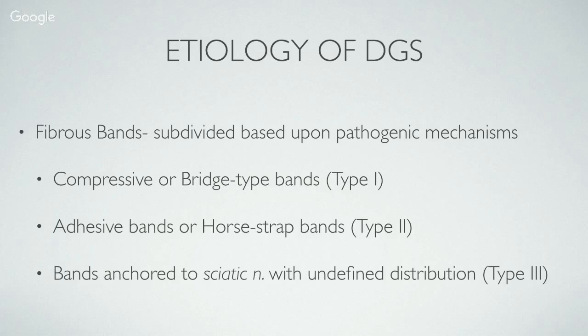Type 2 bands bind more strongly to the sciatic nerve itself. They anchor the nerve in a single direction, hence the name the horse strap band. What they do is prevent excursion of the nerve with hip movement. They can attach to the sciatic nerve laterally from the greater trochanter, or medially from the sacrospinous ligament. Lateral bands are actually more common. And then type 3 bands have a more erratic distribution. They can anchor the nerve in multiple directions, actually. It's kind of the catch-all type.